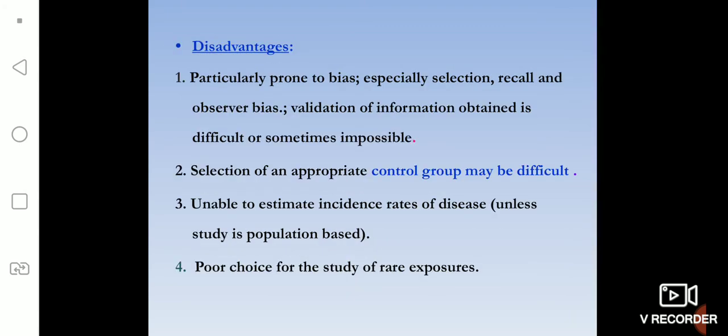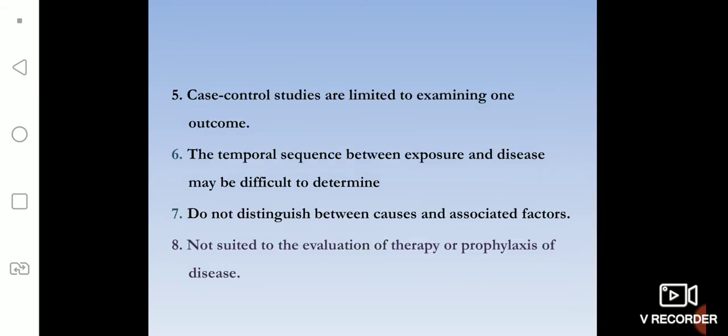Now coming to the disadvantages. They are particularly prone to bias, especially selection bias, recall bias, and observer bias. The information obtained is difficult to validate, and sometimes it is almost impossible. Second, selection of an appropriate control group may be very difficult. They are unable to estimate incidence rates of the disease unless the study is population based. They are a poor choice for the study of rare exposures, though the best choice for rare diseases.